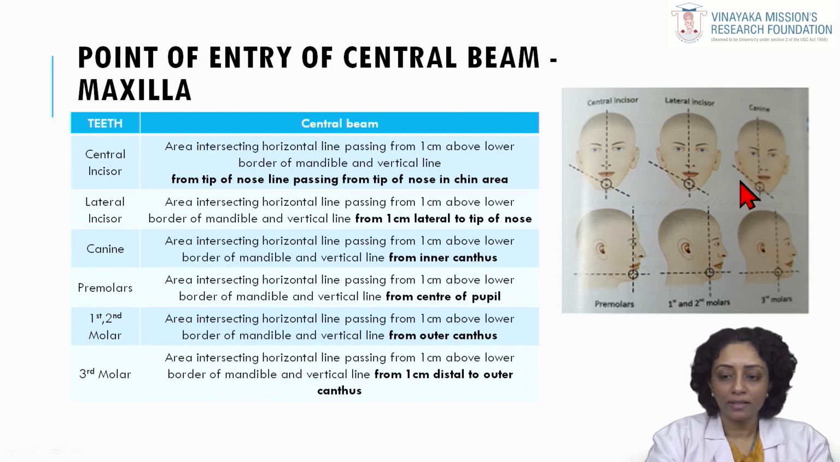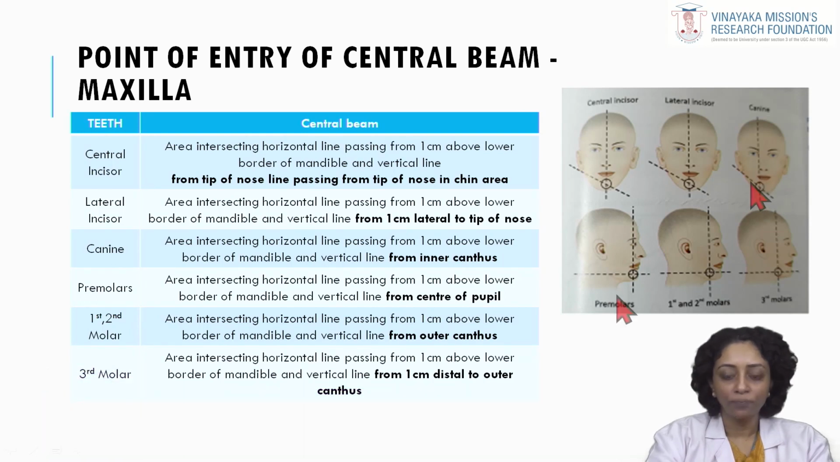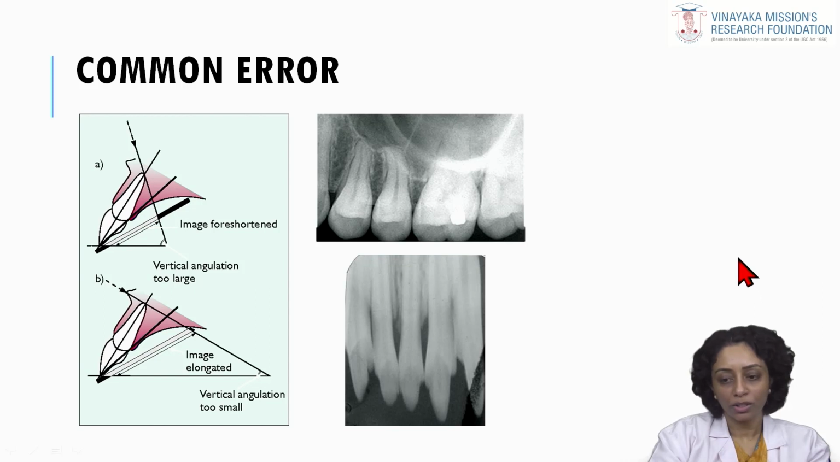Similarly, for the canine, the line intersecting at this point, that is, the inner canthus, will be the landmark for the canine mandibular projection. For premolars, again, the intersecting point will be at the lower border of the mandible and the vertical line from the center of the pupil. For the third molars, this will be the intersecting line from 1 centimeter above the lower border of the mandible and the vertical line 1 centimeter distal to the outer canthus. So these are the similar ways of projections we do.